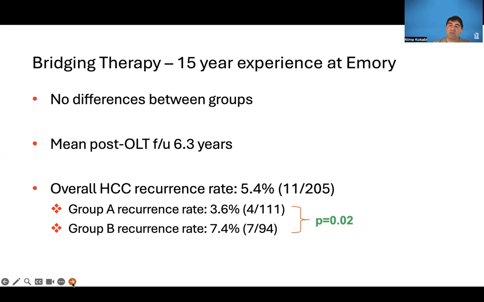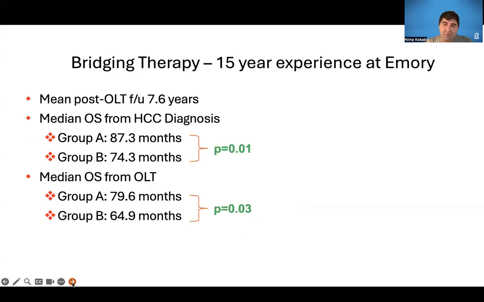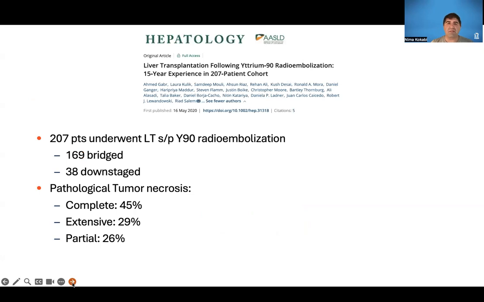What we showed was that the recurrence rate after they got the new liver was significantly lower in those that received bridging therapy versus the ones that didn't, 3.6% versus 7.4%. So about twice as many recurrences if you did not get bridging therapy. But more importantly, the survival, both from the time of diagnosis of HCC and from the time of liver transplant, was significantly prolonged if bridging treatment was received prior to transplantation.